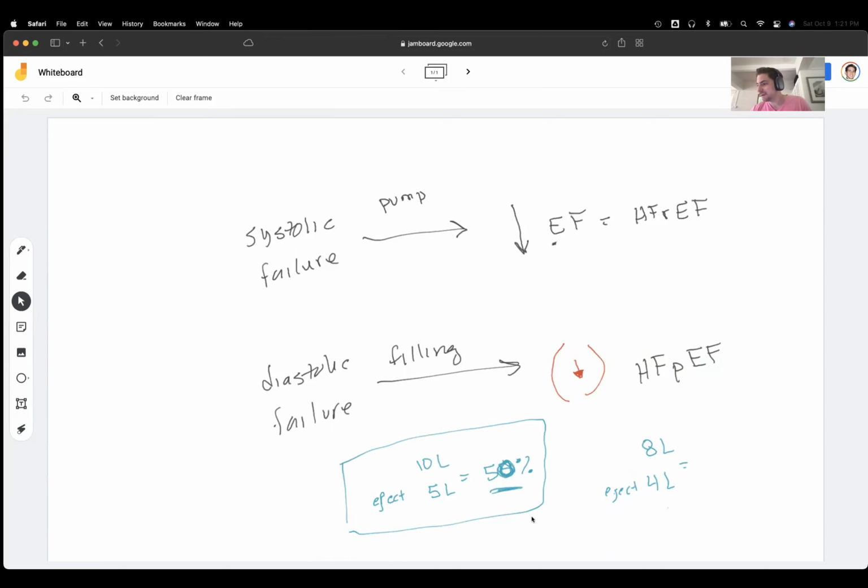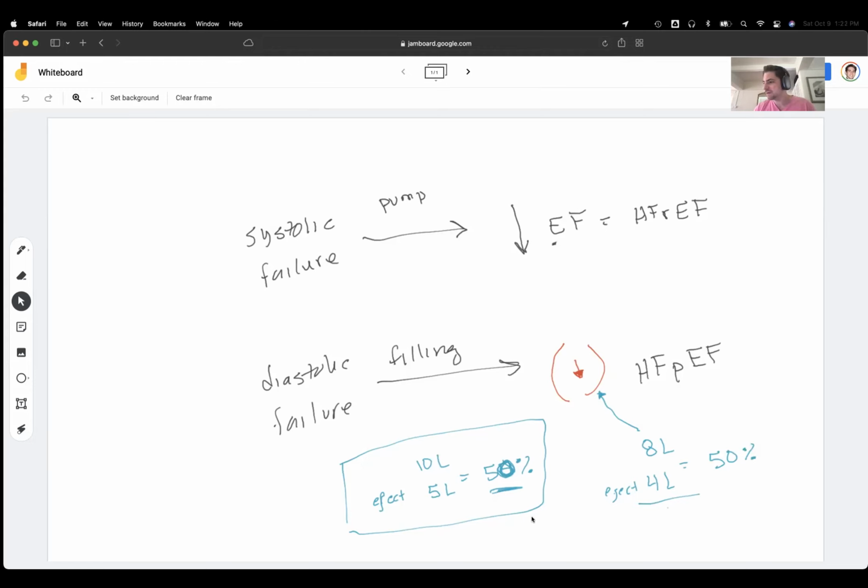Now you're in diastolic failure. Your heart can only fill with 8 liters instead of the original 10 liters, and you're able to eject 4 liters of that. Well, your ejection fraction is still 50%. So that doesn't mean it's good. There's still less overall blood. You'd have to look at the actual cardiac output to figure it out.